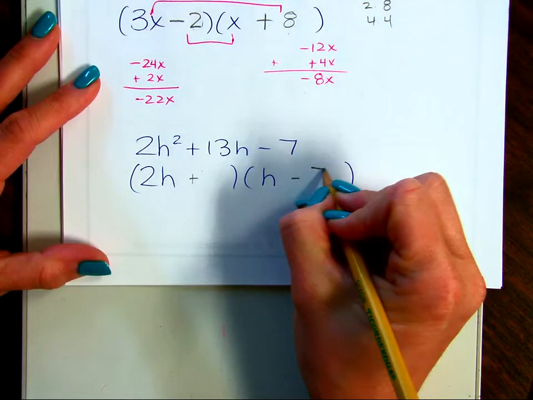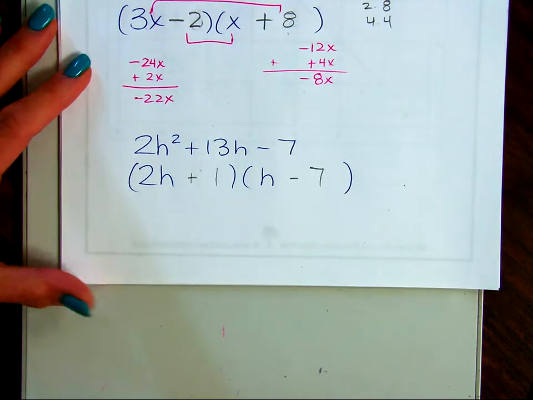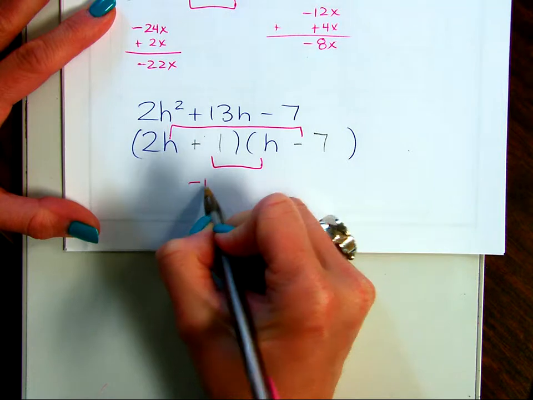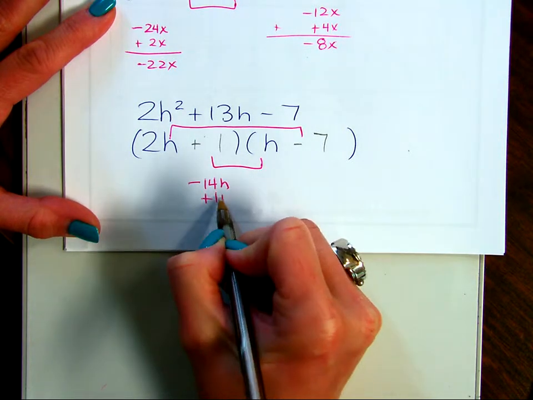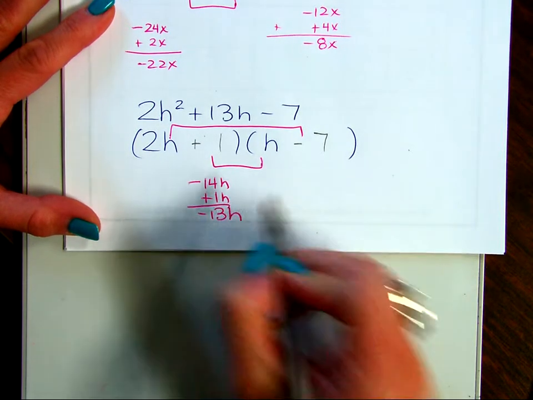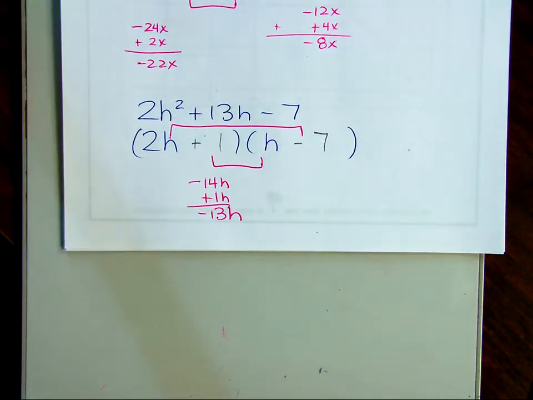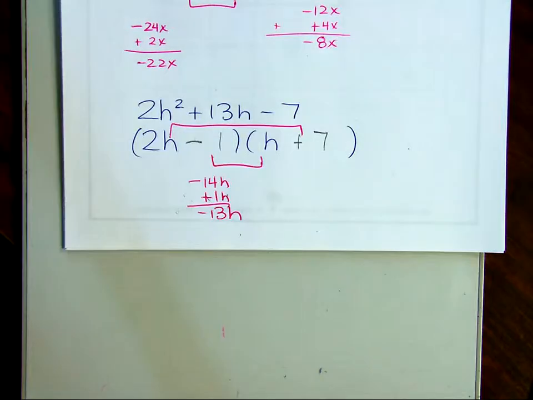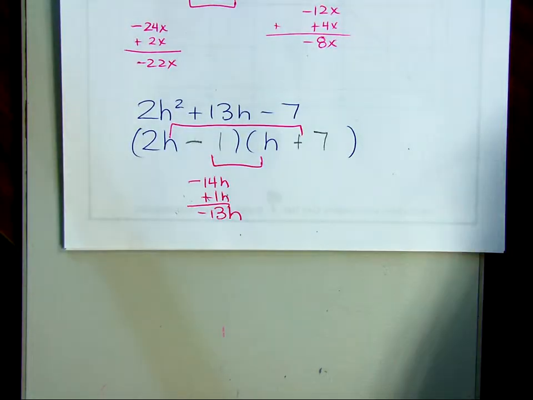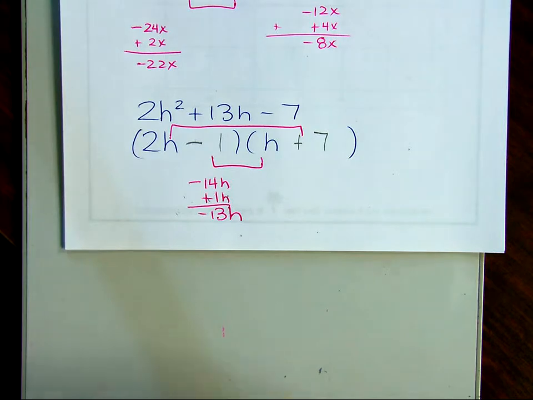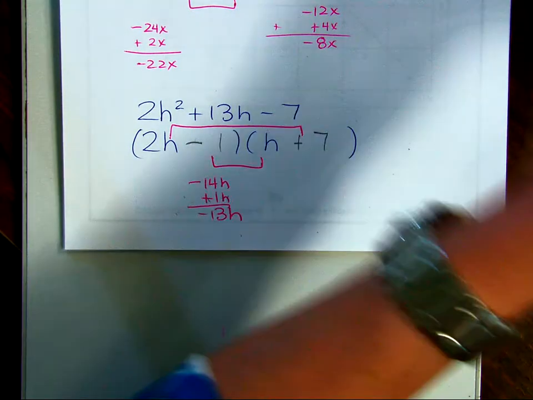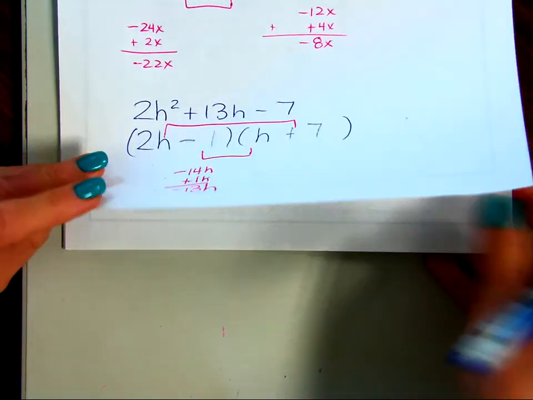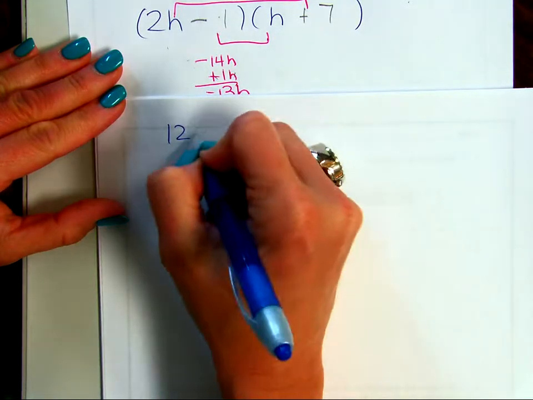So if I put 7 here, that'll give me 14. So I'm good. So let's just do this. Let's try 7 and 1. Check it. This gives me negative 14h, positive 1h, which gives me negative 13h. Oh, I was so close. I just need to what? Switch the signs. So this is the plus, and this one is the minus. Got it?